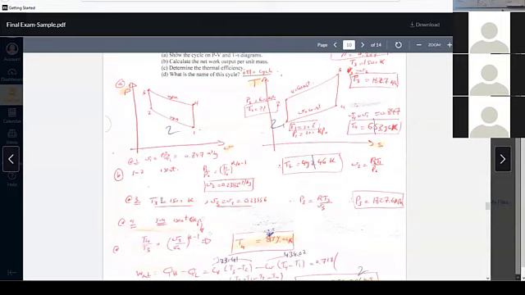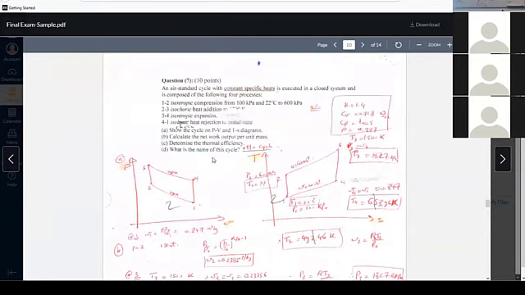Once you get T3 and V3, V3 was V2 because it is isochoric, you get P3 from the ideal gas law. State 4, you have the same volume as state 1, so you have V4. You have isentropic, so you can apply isentropic between 3 and 4. You have V3, you have V4, you have T3, you can get T4. If you want P4, ideal gas law. Now you can get everything.